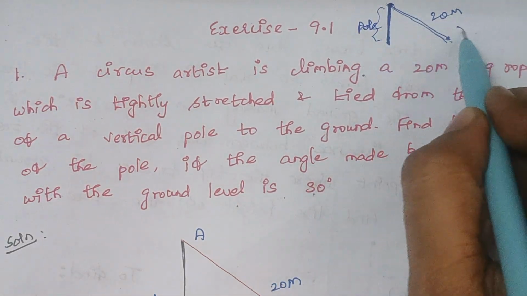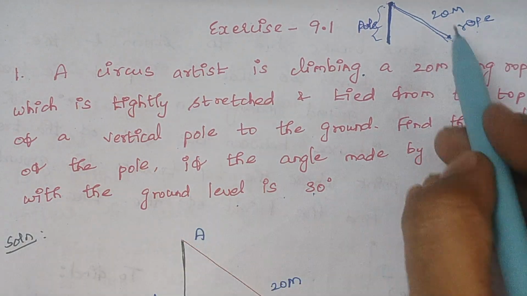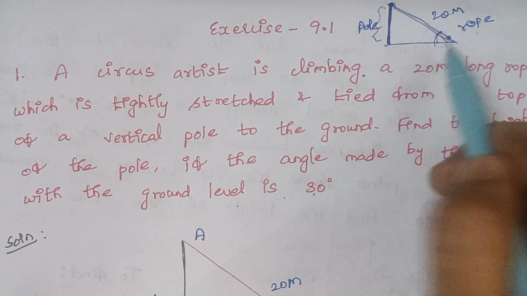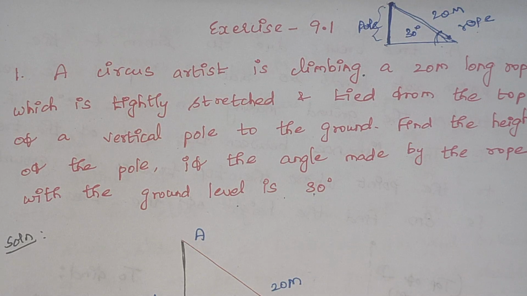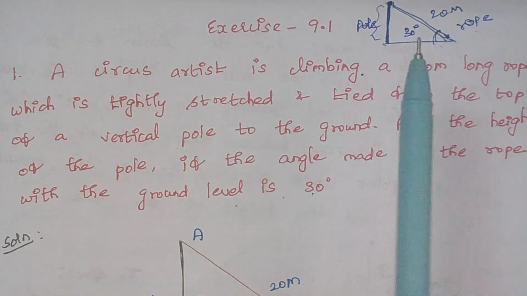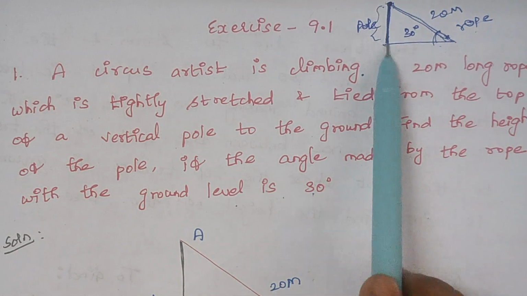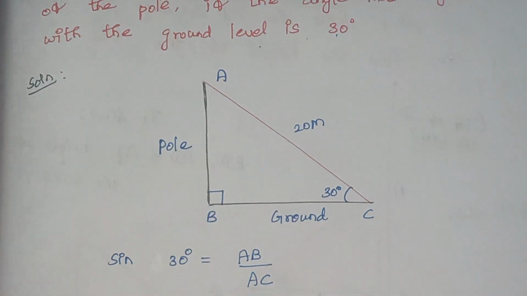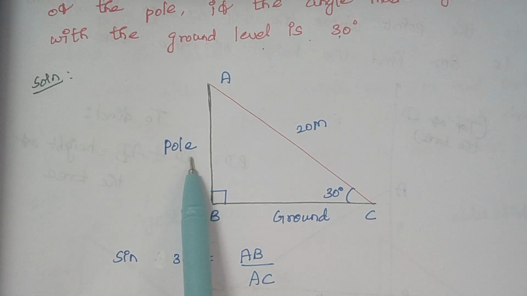We need to find the height of the pole provided the angle made by the rope. This is your rope. So the angle made by the rope with the ground, this is your ground. What is the angle made by this rope? Here it is 30 degrees. So this is your diagram for the given problem. We need to find the length of the pole. So we need to find this point.